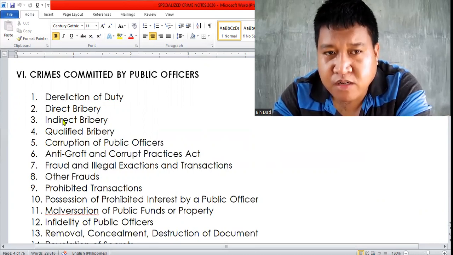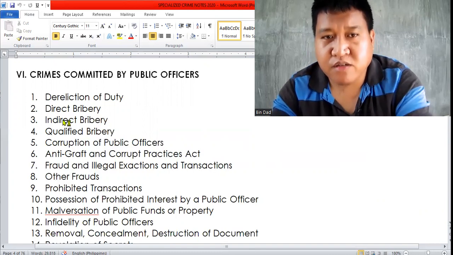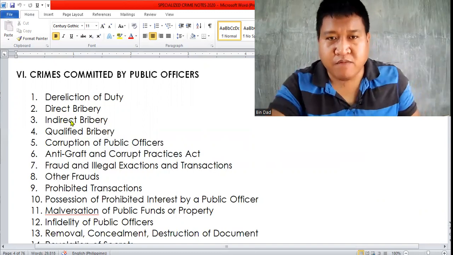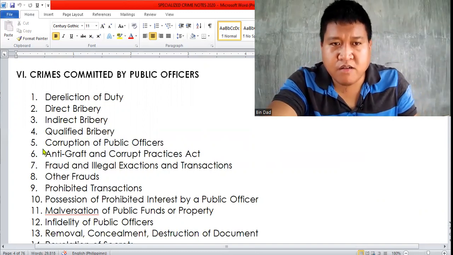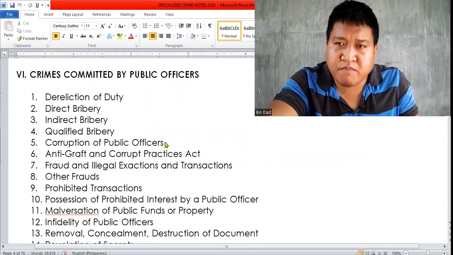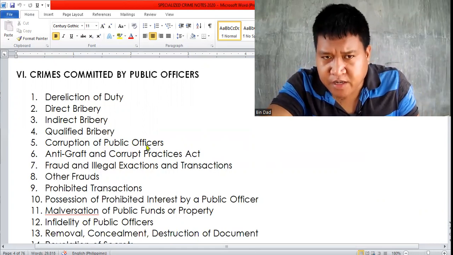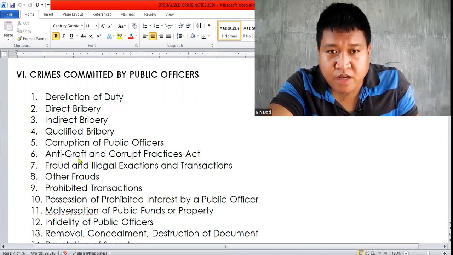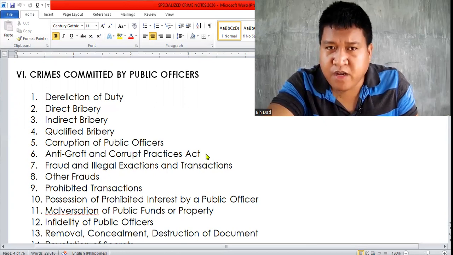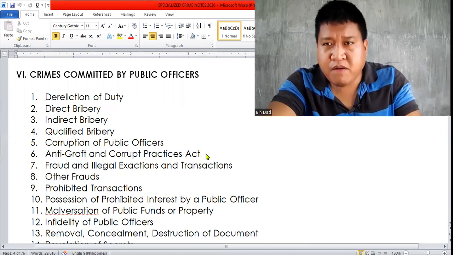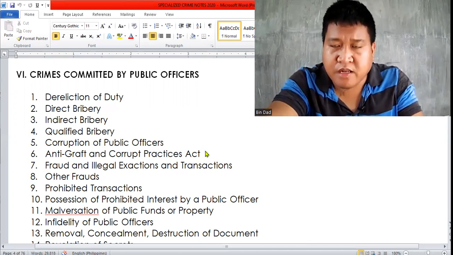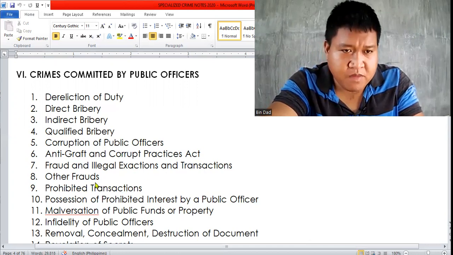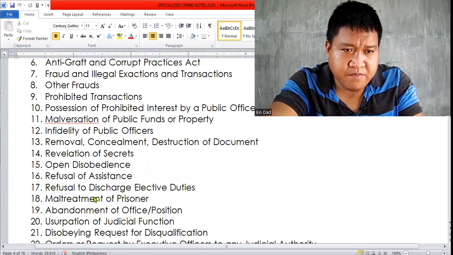What is the case of the one who gives the bribe? It is corruption of public officer. This part is committed by the giver. This part is committed by the receiver. So anti-graft and corrupt practices is defined in a separate law. That is Republic Act number 3019, the Anti-Graft and Corrupt Practices Act. Please just read that.